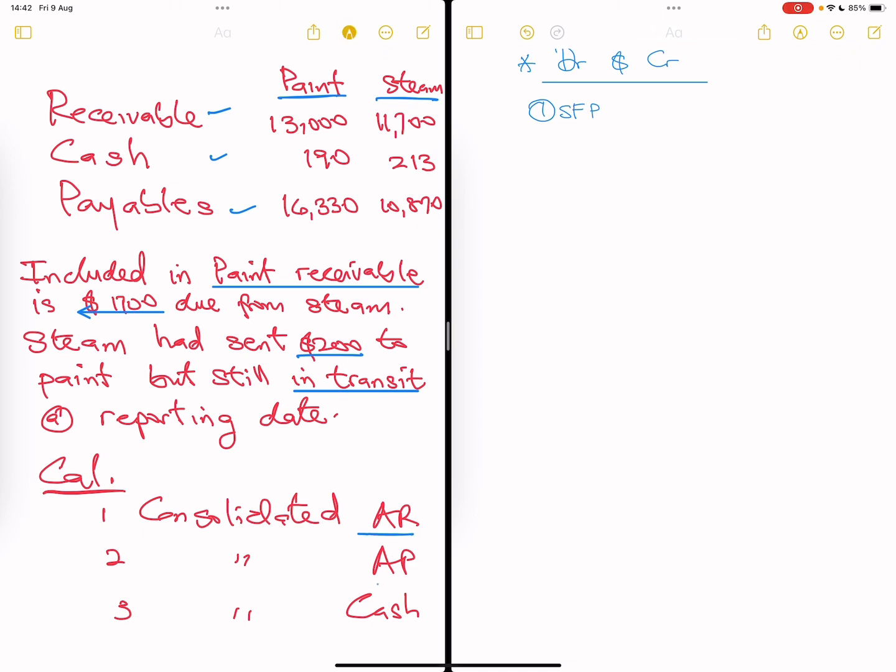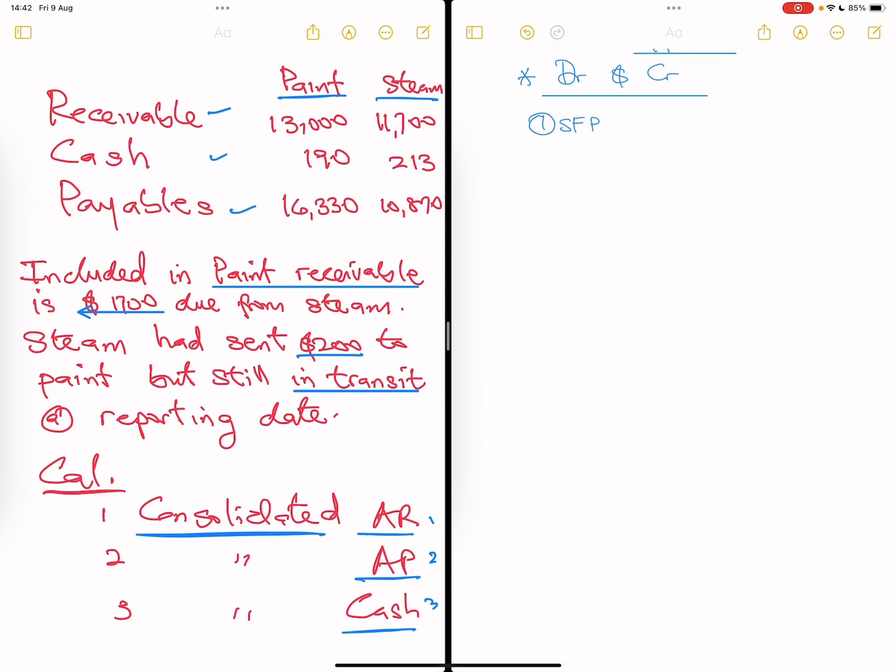Now we need to calculate the account receivable, account payable, and consolidated cash balance. We want to calculate the group figures for all these three items. And remember, I said everything is debit and credit. Now, how do you deal with that? We said eliminate all intra-group transactions. 1,700 is what is included in Paint's receivable, due from Steam. Normally, we're supposed to just add 13,000 plus 11,700. We will do that, but it does not end there.